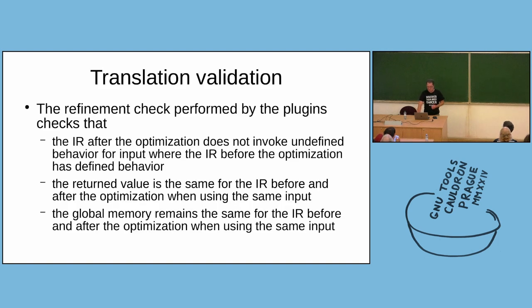So first, what I mean with refinement here is I check three different things. I check that the IR after optimization does not invoke undefined behavior for input where the IR before the optimization was defined. With input here, I'm counting both the global memory state before the function is called and the parameters. I also check that the return value is the same for functions that return a value. And I also check that the global memory state after the execution is correct for all input.